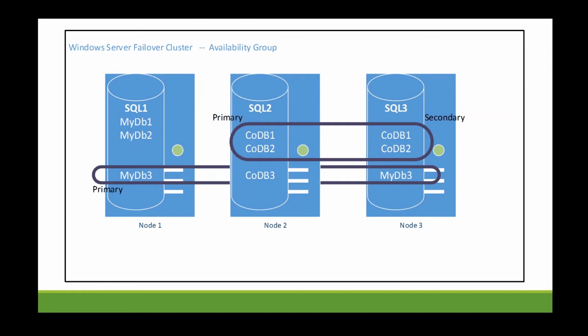On Node 1, I have a primary replica for my DB3. So this is the name of my database, and it is set up with a secondary over on the SQL 3 instance. So if something should happen to that database on node 1, it's going to fail over and be available for use on node 3.